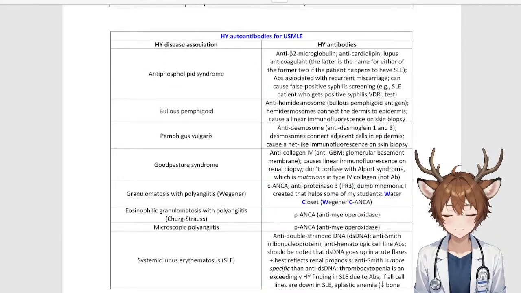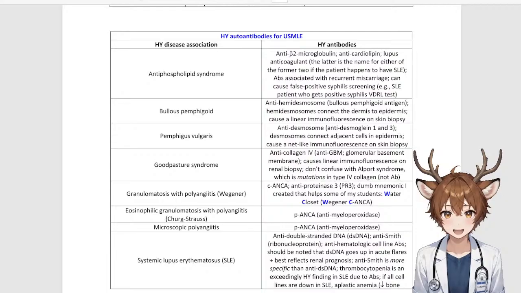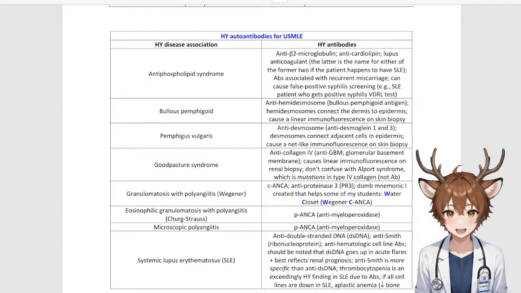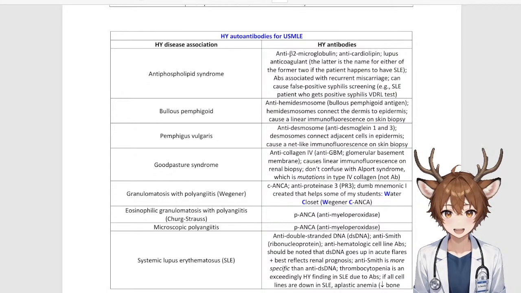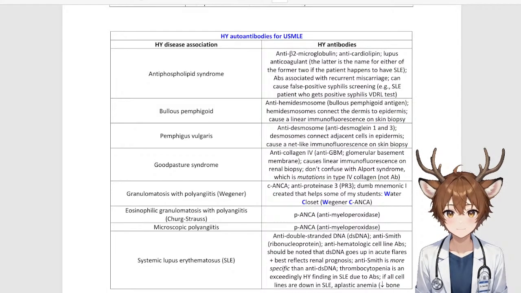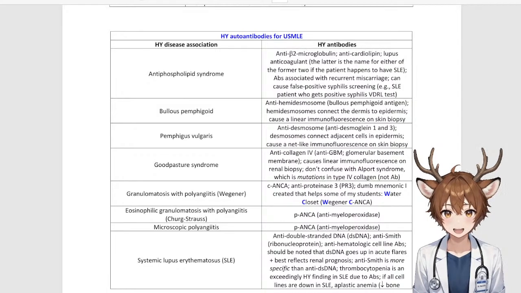So let's continue. High-yield autoantibodies for USMLE. So here's the high-yield disease association, and here's the high-yield antibody. Antibodies. So a lot of different things.